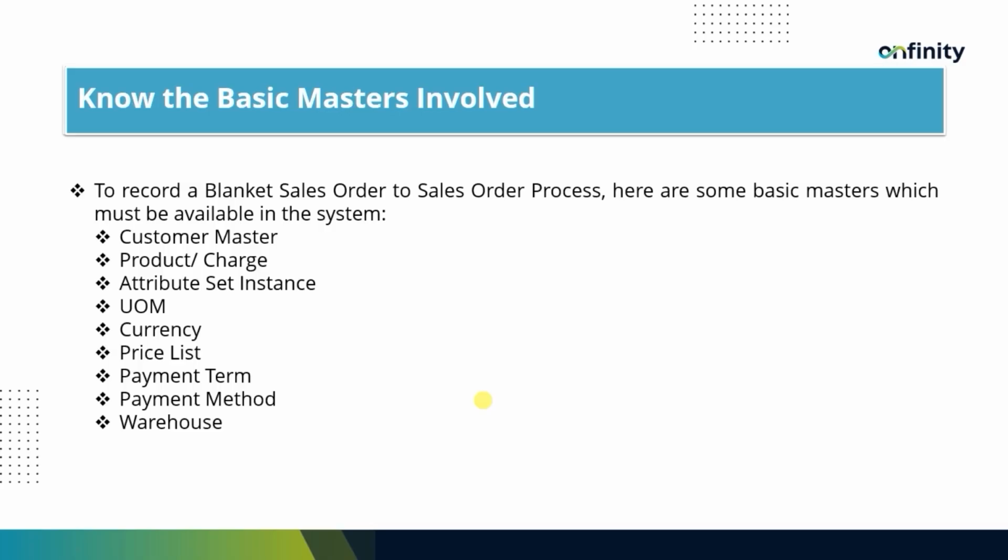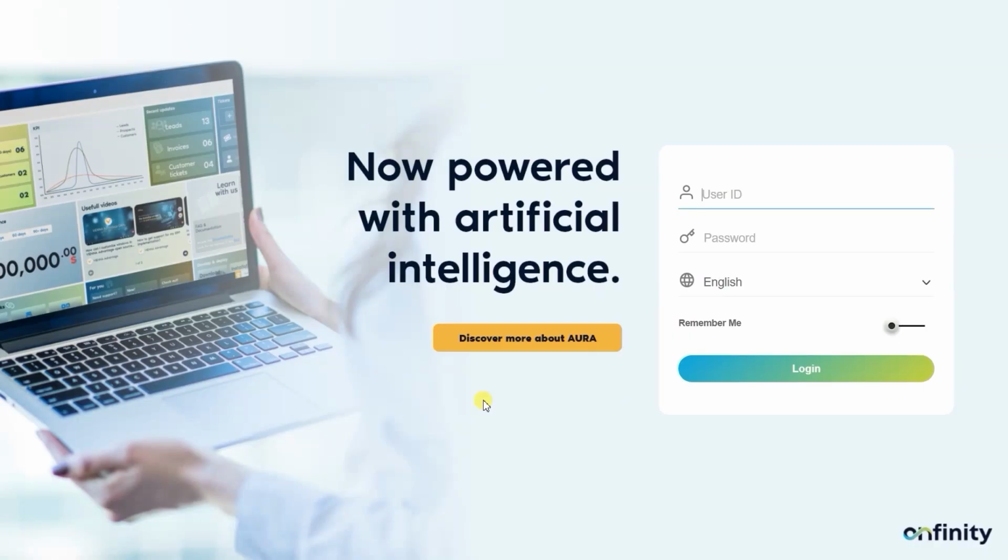step by step. Open the Onfinity platform by entering the designated URL into your web browser. Let's move on to the next step. Now on the login page, enter your user ID. Enter your password. Click on the Login button to access the system. You will now be logged in.